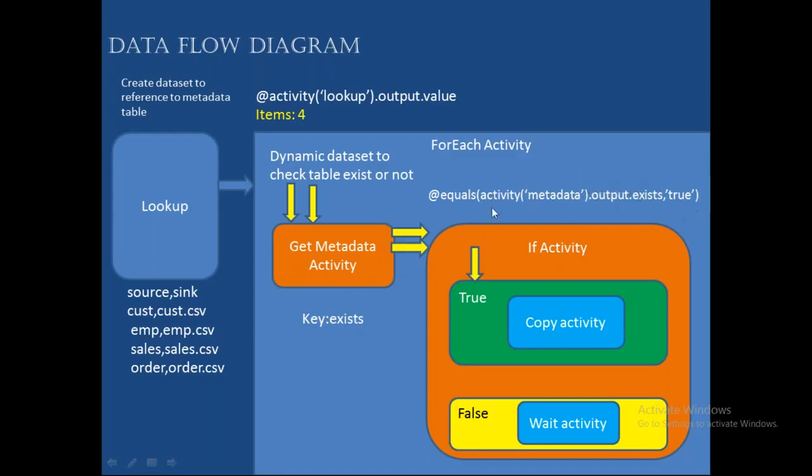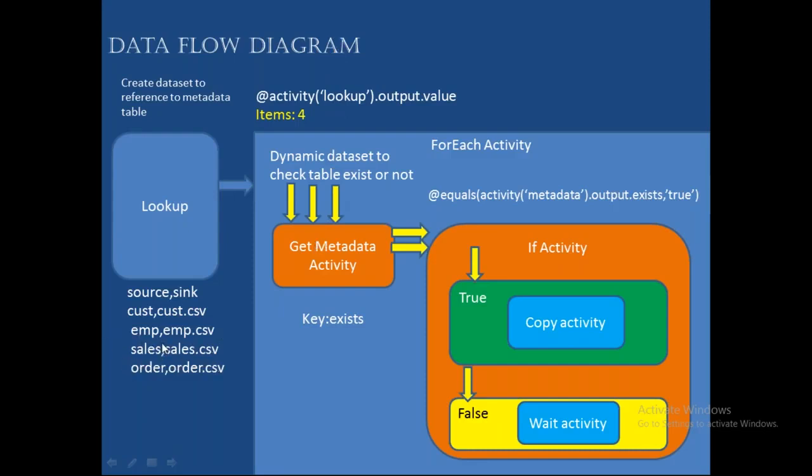False comma true, is it equal or not? Both are not equal, because this is going to be false and this is going to be true. So the overall condition is going to be false, and I will go and execute the wait activity. Okay, done. So I will go and take the third item, that is sales comma sales.csv.